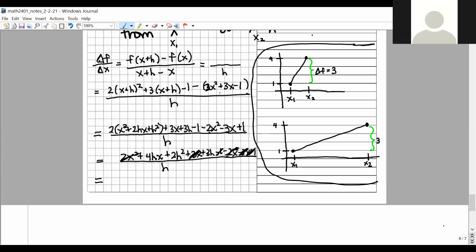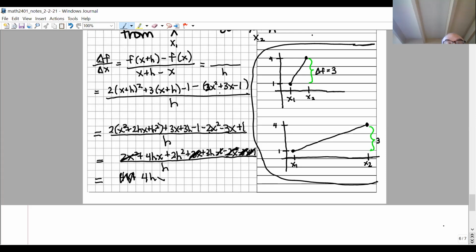So you end up with just this term, 4hx. Oops, I wrote it wrong. 4hx plus 2h squared. And then this. That one's kind of hiding in there, but 3h. All of this divided by h. Oh, okay. Great. Now, we're almost done, Damien, because look what's going to happen.